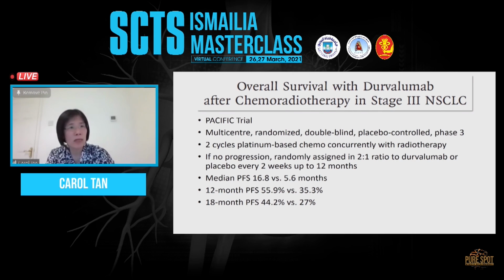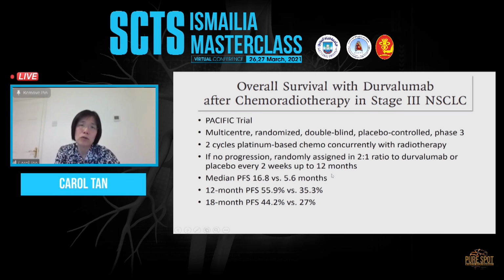I'm going to end with one last study for you. This is the Pacific trial. This would be something that oncology doctors will be very excited about because it looked at immunotherapy in stage 3 non-small lung cancer. And it was a randomized study which was multi-center. Patients underwent 2 cycles of chemotherapy concurrently with radiotherapy. And if there was no progression, they were then randomized in a 2-to-1 ratio to receive immunotherapy, durvalumab, or placebo every 2 weeks for up to 12 months.